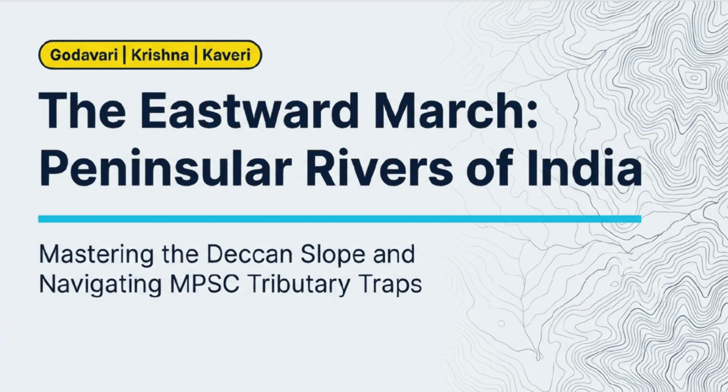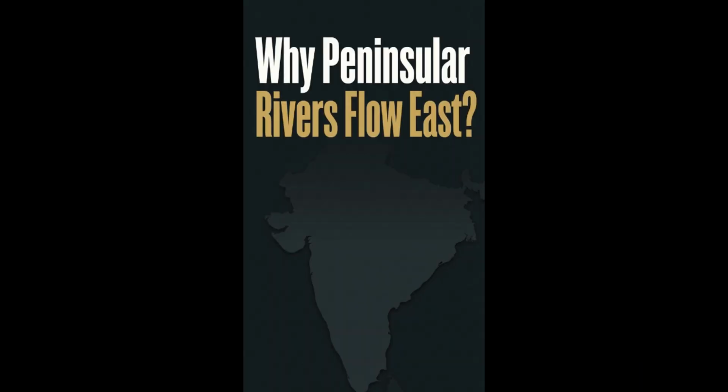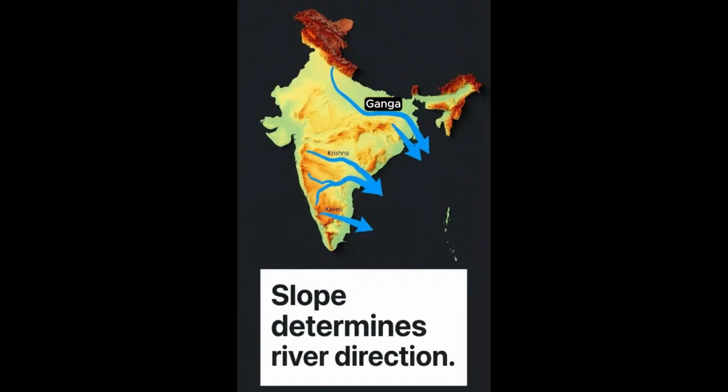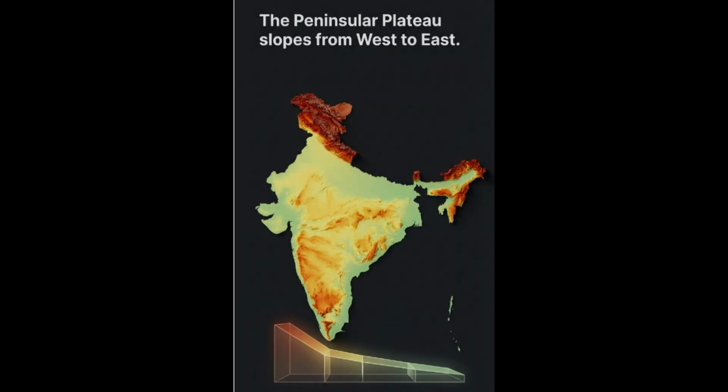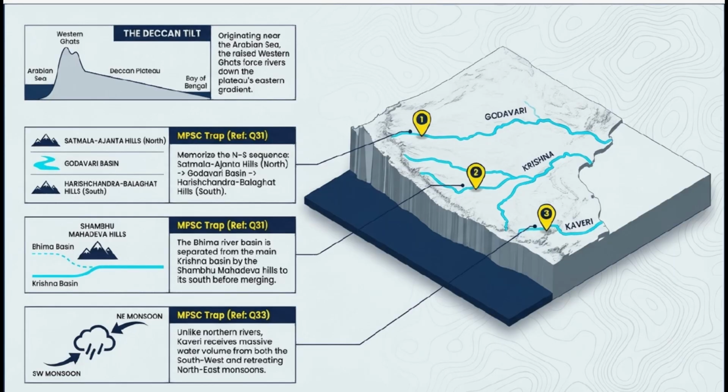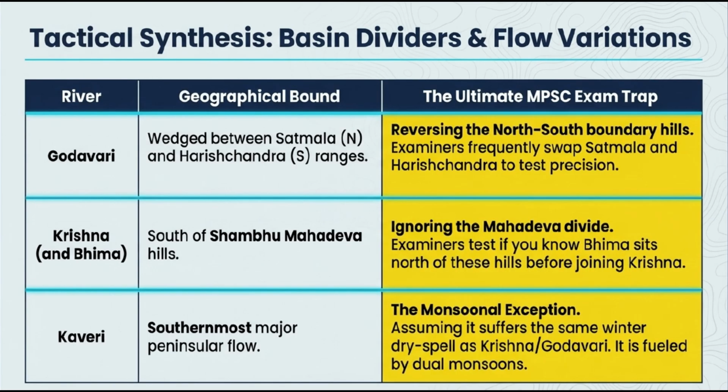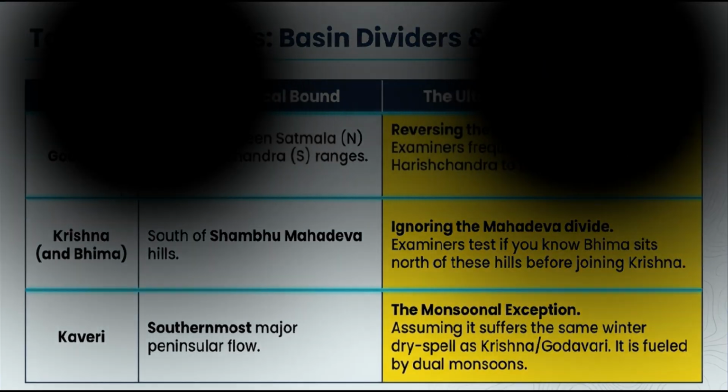Let's understand one of the most important concepts. Why do most peninsular rivers flow east? The answer is very simple. Slope. The peninsular plateau slopes from west to east, and rivers always follow the slope. That's why rivers like Godavari, Krishna, and Kaveri flow eastwards into the Bay of Bengal. If you understand this one idea clearly, you don't need to memorize anything.